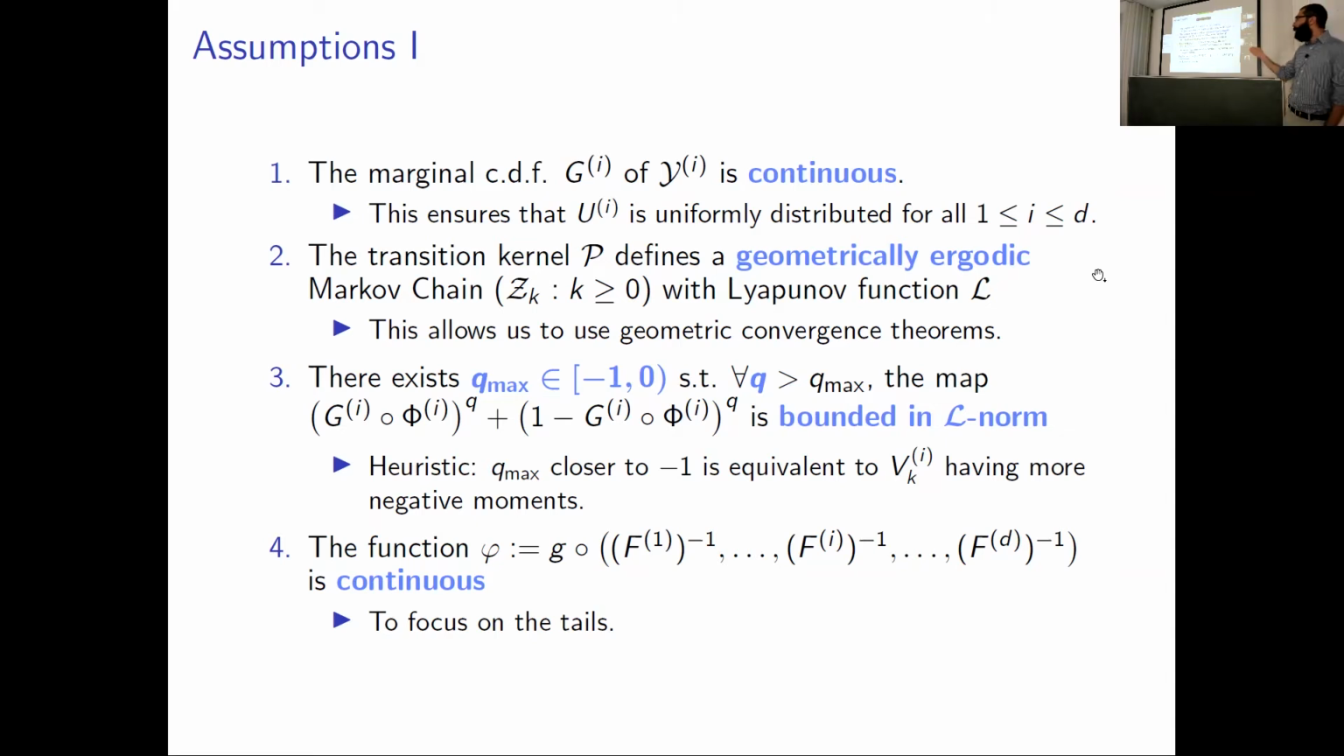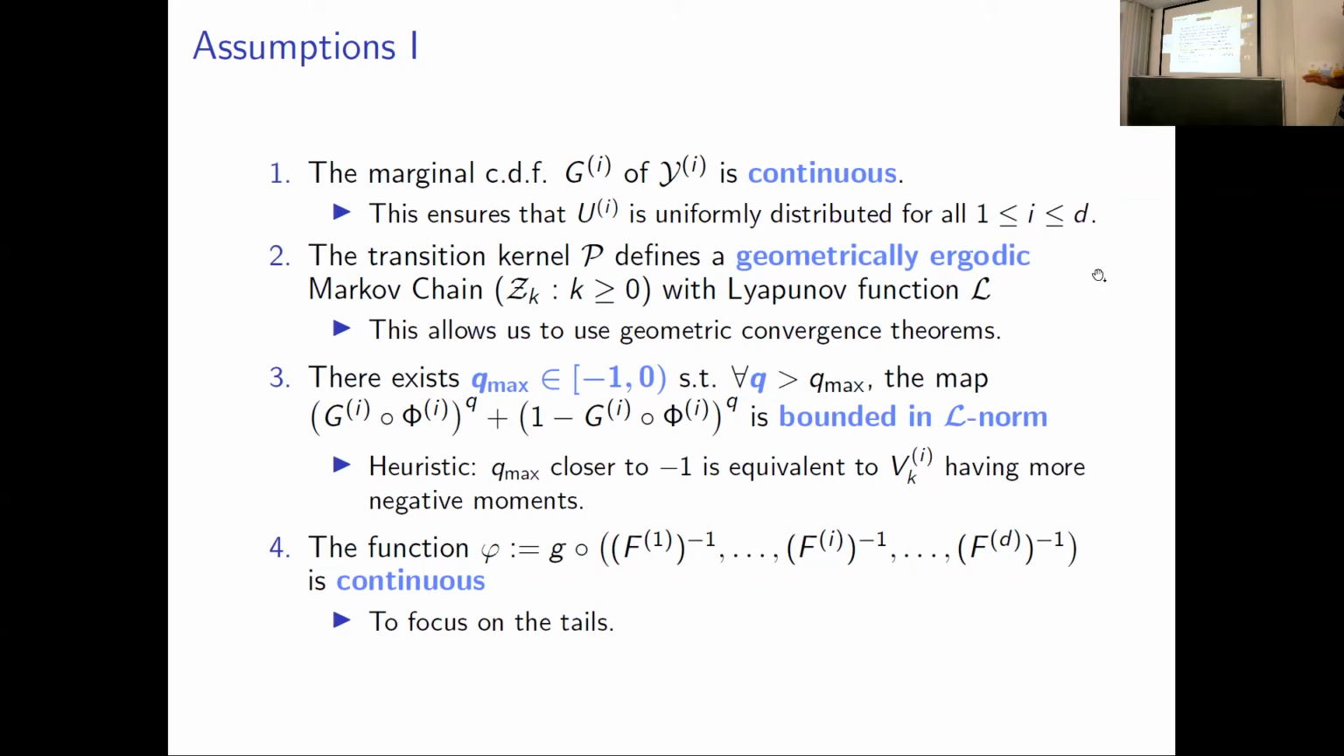The meaning here, the heuristic, which is very loose, is to say that whenever we have this Q max very close to -1, it's equivalent to having the V's, which is not the U, it's the U with the G tilde, having more negative moments. And we need this to prove some of the convergence from G tilde to G. So we assume that this function is continuous. And what is this function all about? So phi, and I'll need this in a minute, is a function that's the composition of G, which is our test function, and F_1 to F_d inverse.